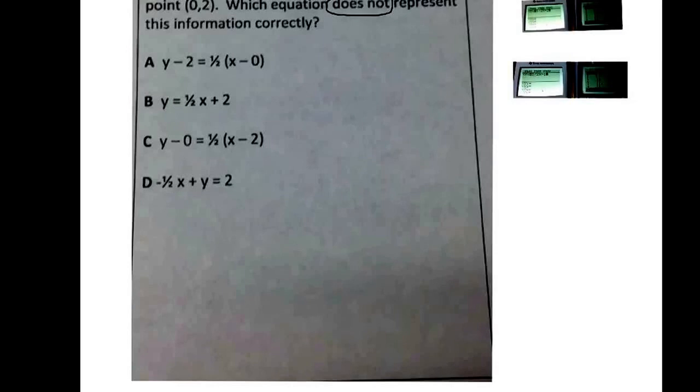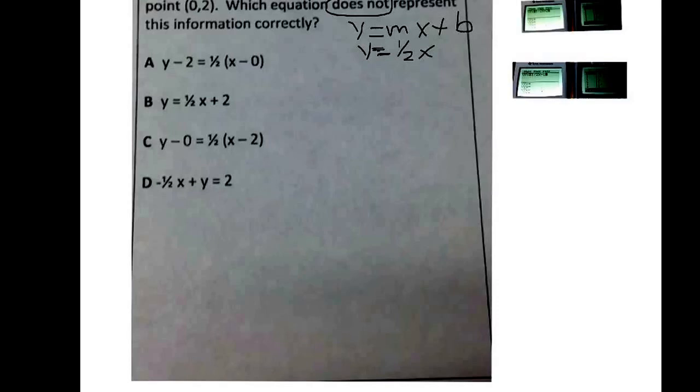To have a slope of 1/2, we know that in y equals mx plus b, the m has to be 1/2. So we've got to have 1/2 x. The first thing I would do is get rid of any ones that don't have 1/2 x. We don't know what goes on the end of it, so I know b is still an option.